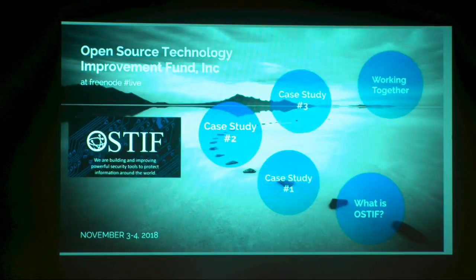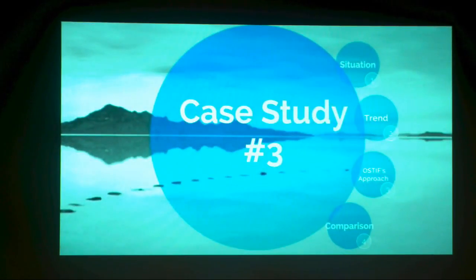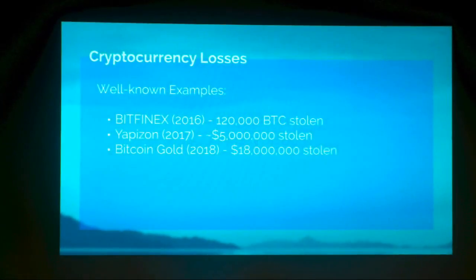So for the third case study, we're going to look into something that's very popular, especially in the news and media now. We're going to be looking at cryptocurrency and cryptocurrency losses. A couple well-known examples, again, with Bitfinex, 120,000 Bitcoin stolen. The South Korean exchange, Yapizon, had around 5 million stolen. And earlier this year with Bitcoin Gold, around 18 million stolen.